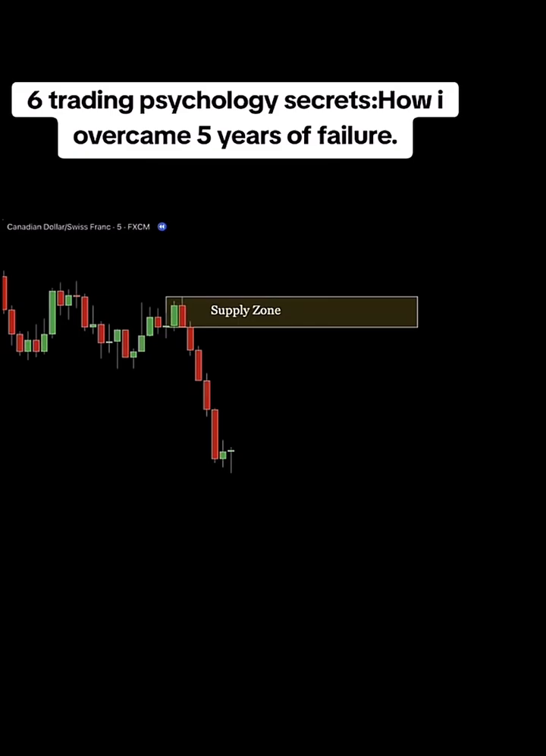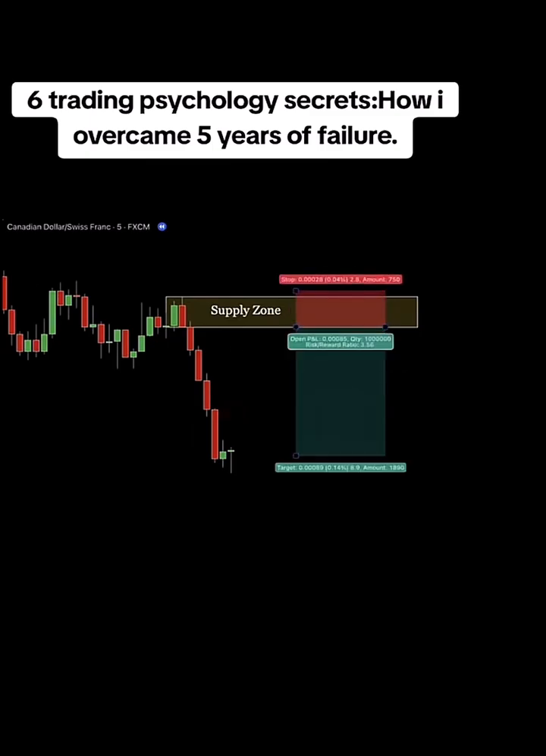You feel it, that itch. What if I miss this trade? You rush to place a limit order on the supply zone, assuming it's bound to work. You don't wait for confirmation. You're convinced the market will respect the zone and move in your favor.